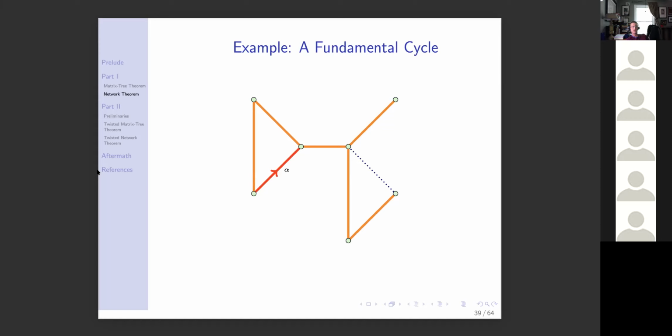I look for the unique cycle, and how do I orient that cycle? I orient it in the same direction as alpha. Remember, alpha has a direction on it, right? So I move around the graph in that way. And then I ignore the rest of the spanning tree. So the red triangle is my fundamental cycle, right? I've just constructed a fundamental cycle for you.